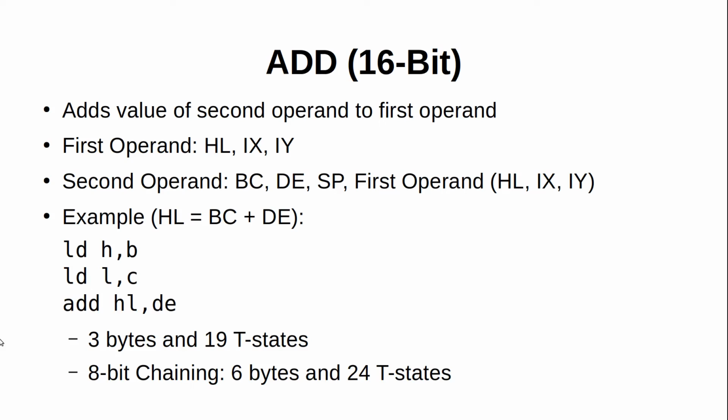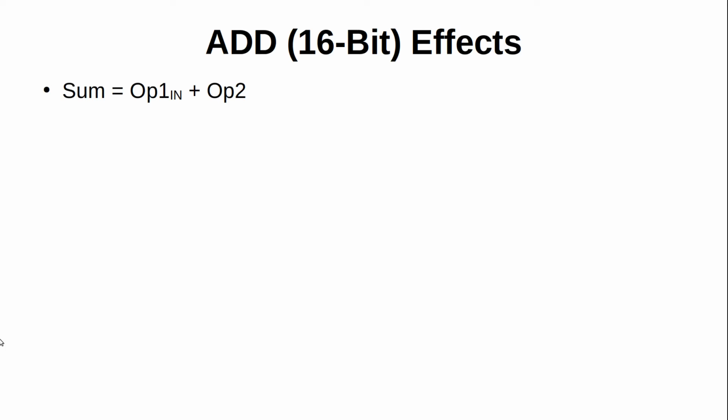This code only took up 3 bytes and can be executed in just 19 t-states, compared to the 6 bytes and 24 t-states required for the chaining example. So all around it is a better option for 16-bit addition. However, the circumstances of your code may make chaining a better option, but this savings of space and time needs to be considered. The effects of a 16-bit add are quite a bit different from the 8-bit opcodes.